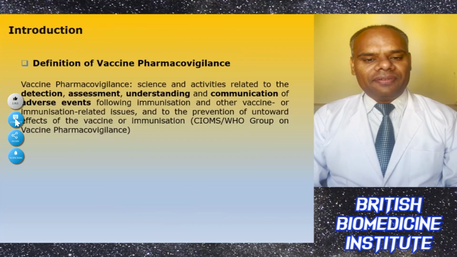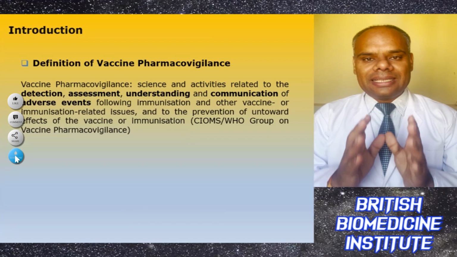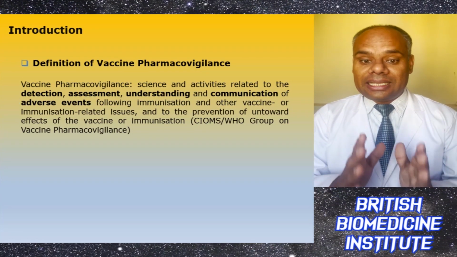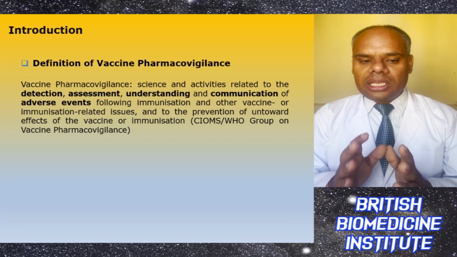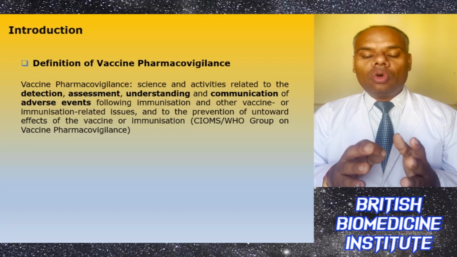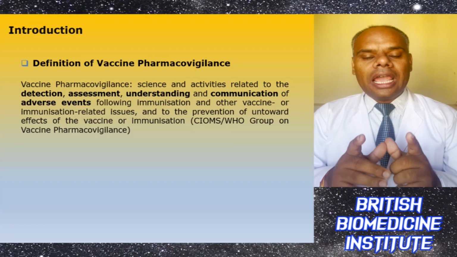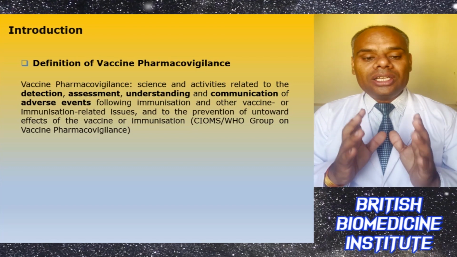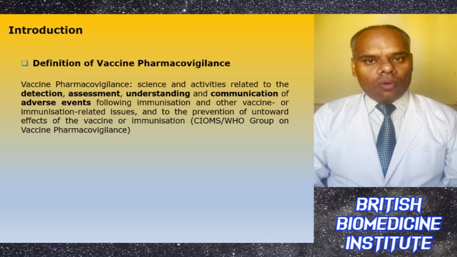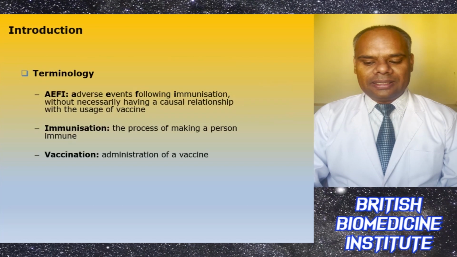The basic definition of vaccine pharmacovigilance is that it is a science and activity related to the detection, assessment, understanding, and communication of adverse events following immunization or other vaccine-related problems, and it helps us to prevent any untoward effects of vaccines or immunizations, as described by the CIOMS/WHO working group on vaccine pharmacovigilance.